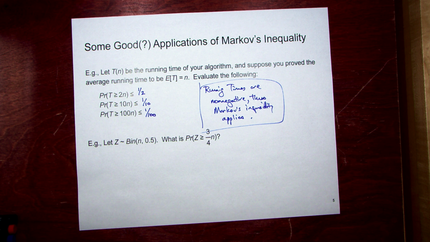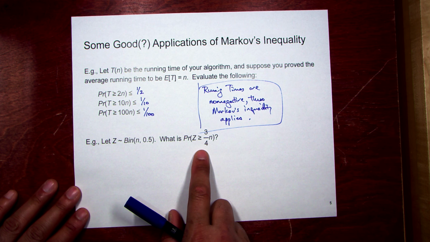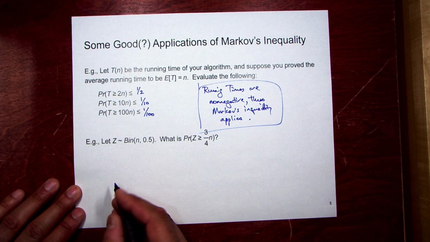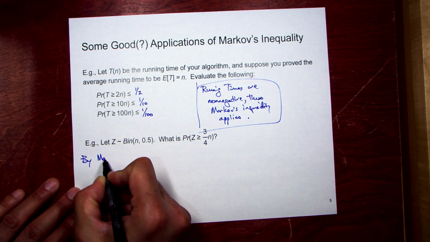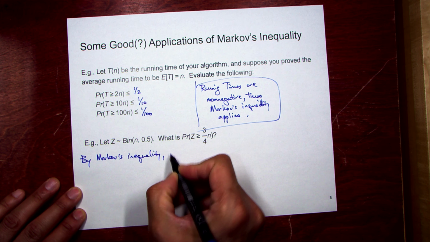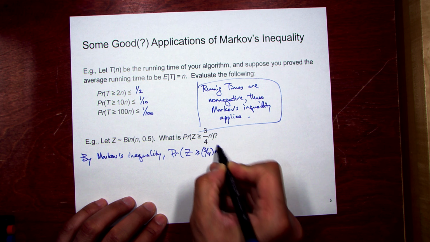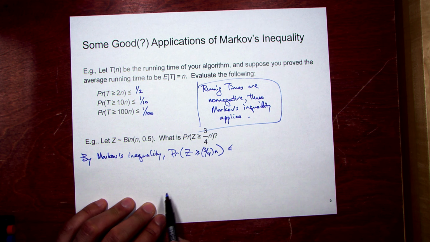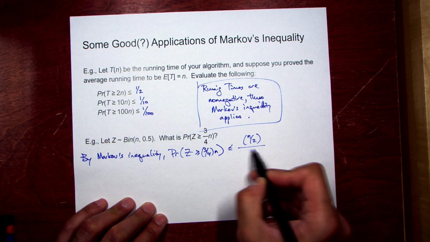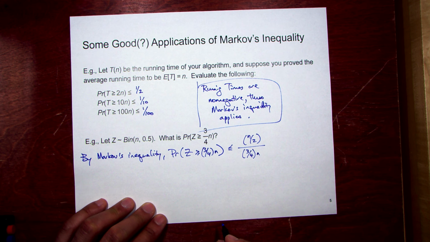What about a binomial? What's the probability that the number of heads that you toss is 3/4 of the number of coins that you toss? Okay, let's try Markov's inequality. The probability that Z is greater than or equal to 3/4 n is bounded above by the average. What's the average? n over 2. And we divide by this 3/4 n. And a half divided by 3/4 is 2/3.